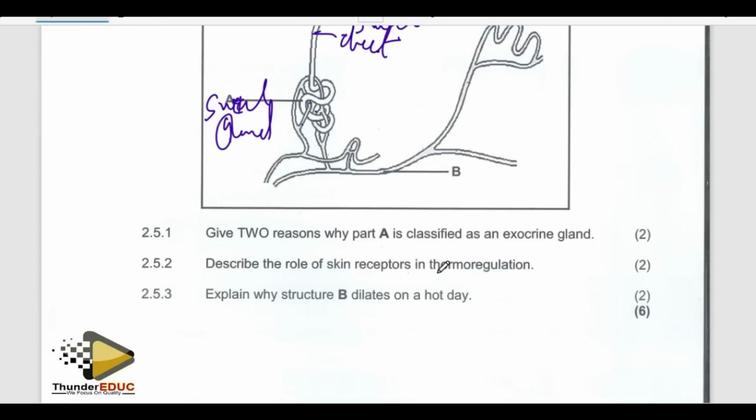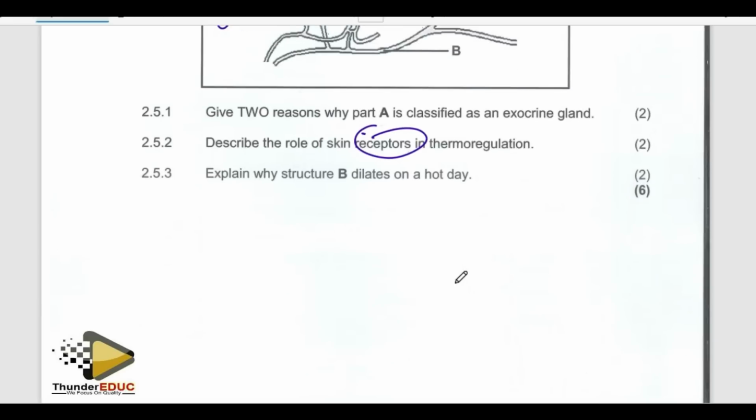Describe the role of the skin in thermoregulation. How are the skin receptors important in thermoregulation? Basically, the skin receptors detect the change in temperature and convert the stimulus into an impulse. Simple. Detect the change in temperature, and then they convert that stimulus into a nerve impulse, which is sent along the neuron. So detection is a marking point, and conversion of the stimulus into a nerve impulse is another mark. Explain why structure B dilates on a hot day.